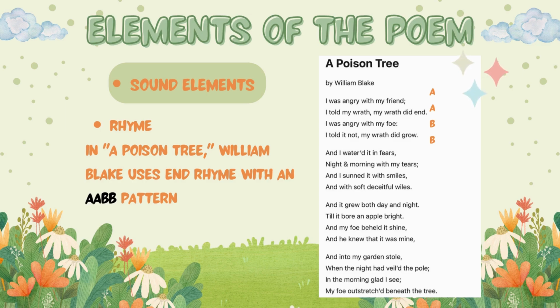And in the second stanza, we see the rhyme pattern change to CCDD. Here, "fear" and "tears" rhyme, and "smiles" and "wiles" also rhyme. This rhyme shows how the speaker is feeding the anger, like taking care of a tree, and the repeating sounds focus on emotions like fear and dishonesty.